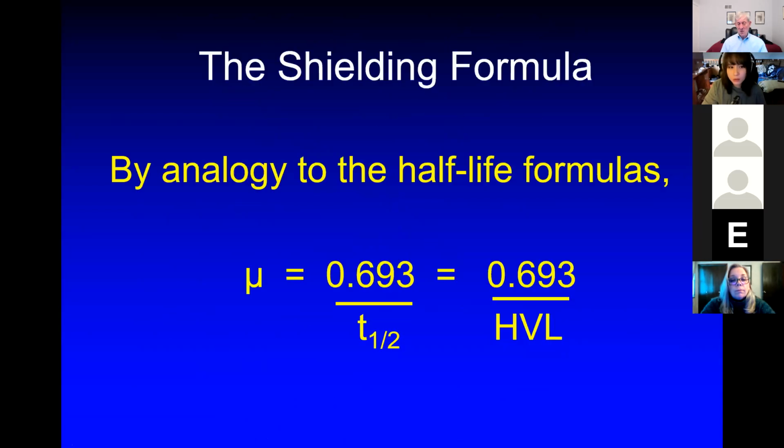I do want to mention this. The mu is the linear absorption coefficient. And just like lambda, you'll recall for decay, lambda is 0.693 over T1/2, where T1/2 equals the half-life. Here, T1/2 is the half thickness, but we prefer to call it the half value layer. So the mu, the linear absorption coefficient, is 0.693 over HVL.